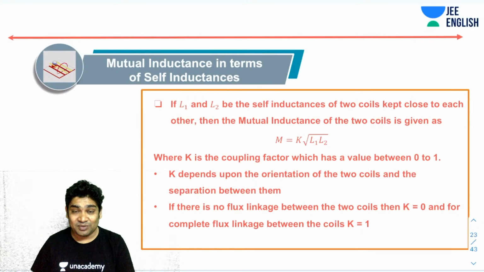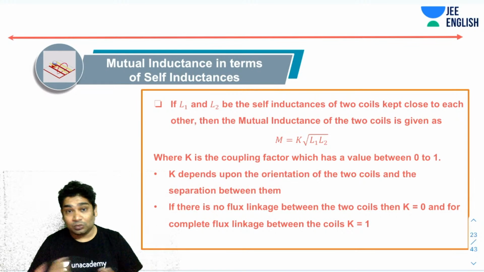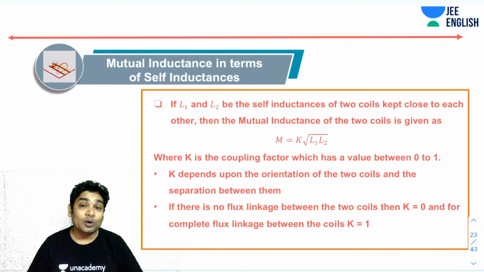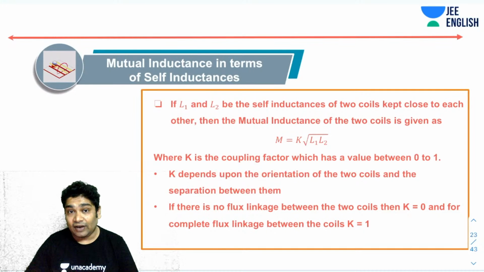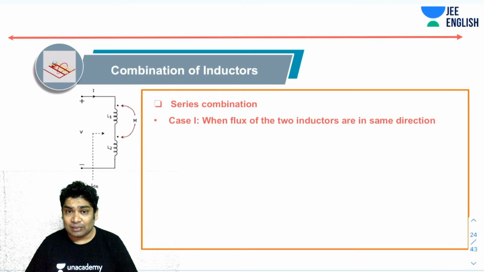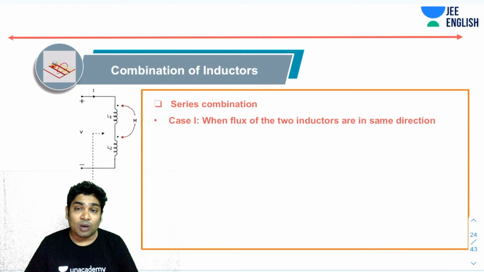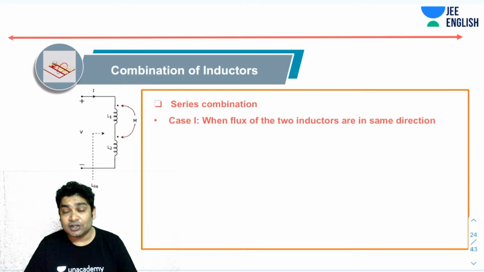So this is the relation between M, L1 and L2. If you know all the three, you can find the coupling factor. If you know the coupling factor, L1 and L2, you can find M from there also. So let's take an example slightly later for that. Before that, we will talk about the combination of inductors. So let's talk about series combination.